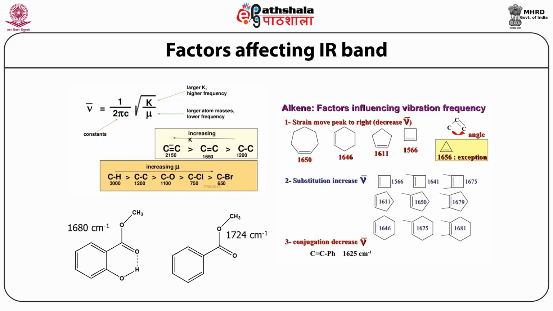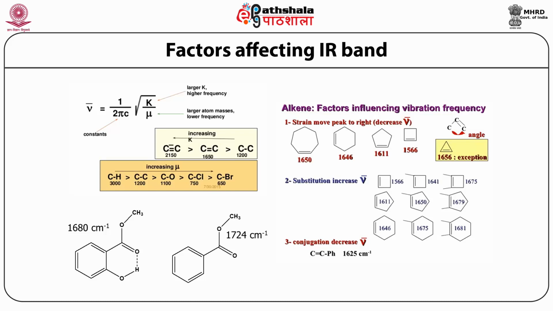the frequency decreases. For example, if carbon is attached to hydrogen, to carbon, to oxygen, to chlorine and bromine, as we increase the mass, a decrease in the frequency is observed. Here you can see that hydrogen bonding decreases the frequency. If the hydrogen bond is available, it has 1680 per centimeter, but if there is no hydrogen bond, its frequency changes.